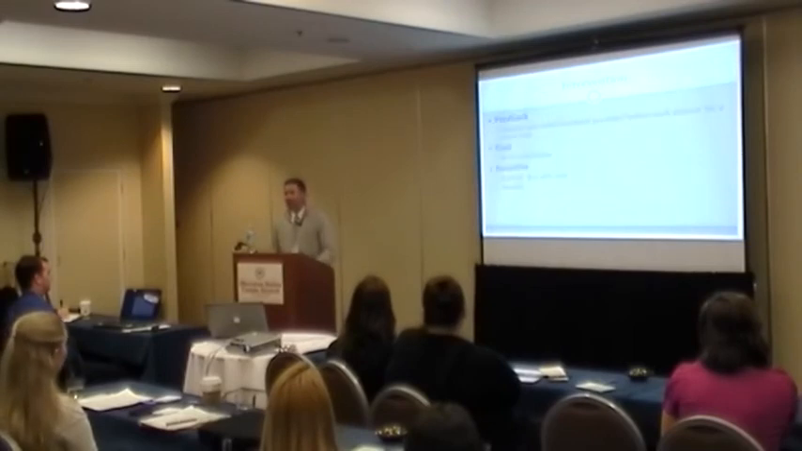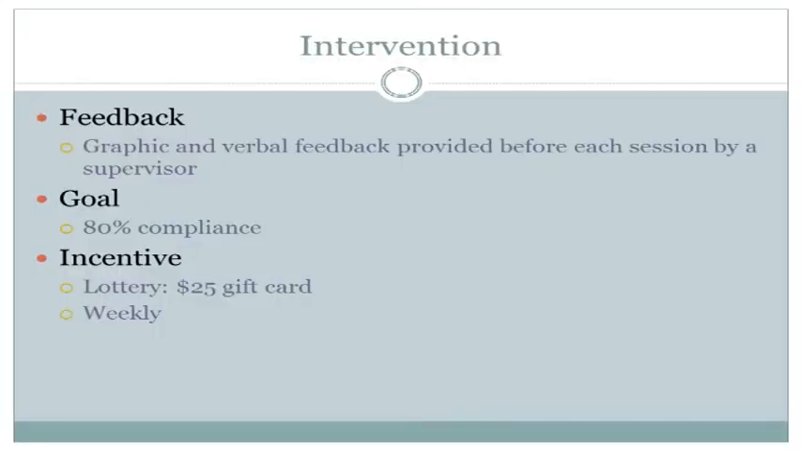So we did an intervention that was composed of graphic and verbal feedback provided before each session by a supervisor. So the supervisor met with the teacher and said, last session you did this and this right, this and this wrong. Next time let's try to get it right and do it better, and good job on those that you did well. We set a goal of 80% compliance, and then we provided an incentive so that for every observation that the employee met the 80% goal, they received a token for a drawing. Basically, it was a lottery.